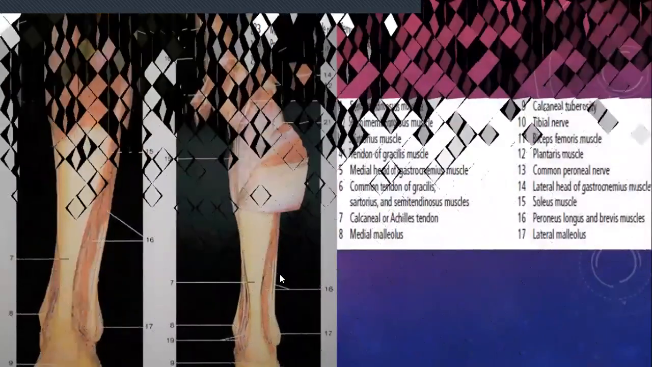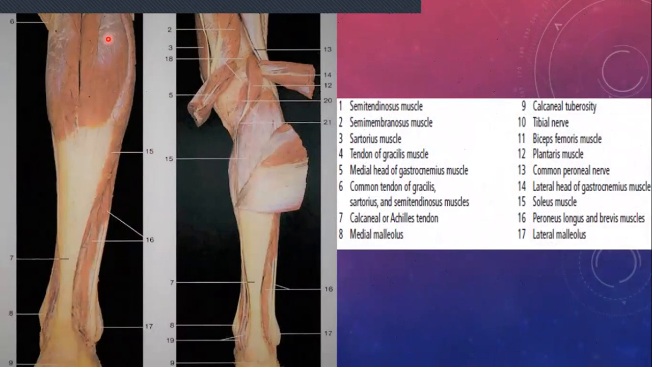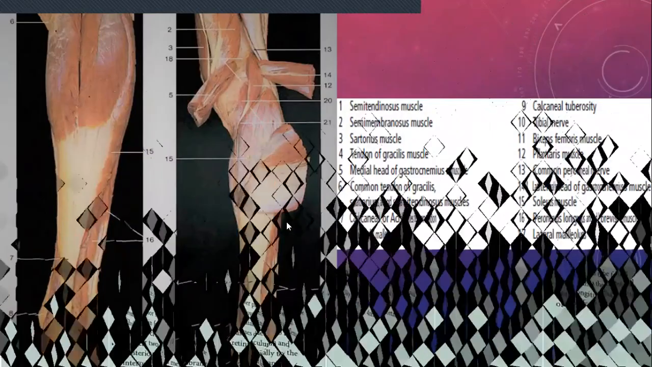So same, these are your gastrocnemius here. This is your Achilles tendon or your calcaneal tendon. Okay. Then after cutting, you can see this is your soleus, plantaris muscle here. Okay, those are the superficial muscles.